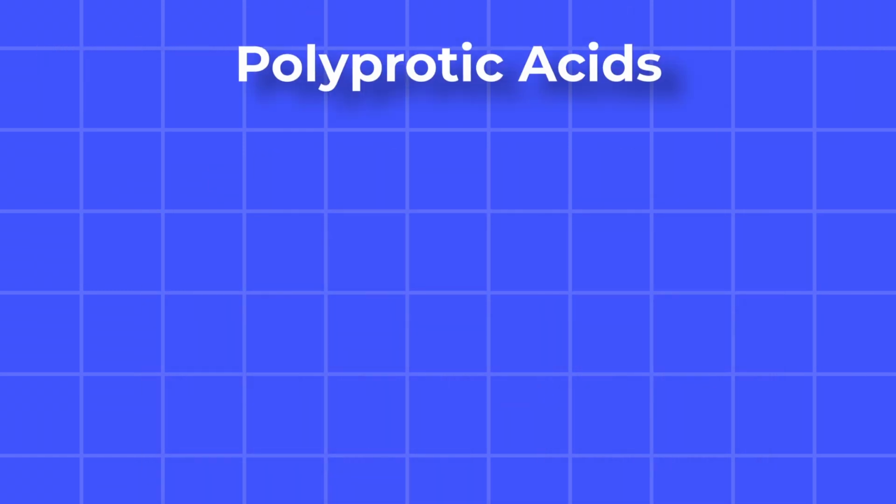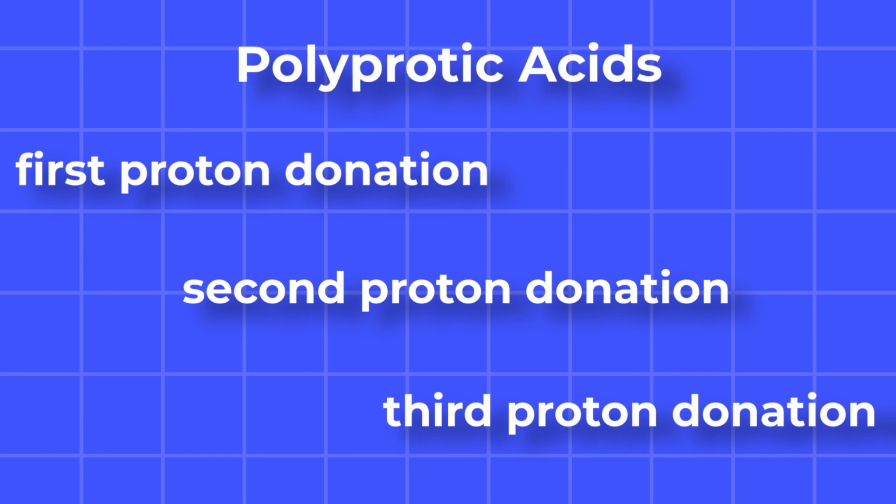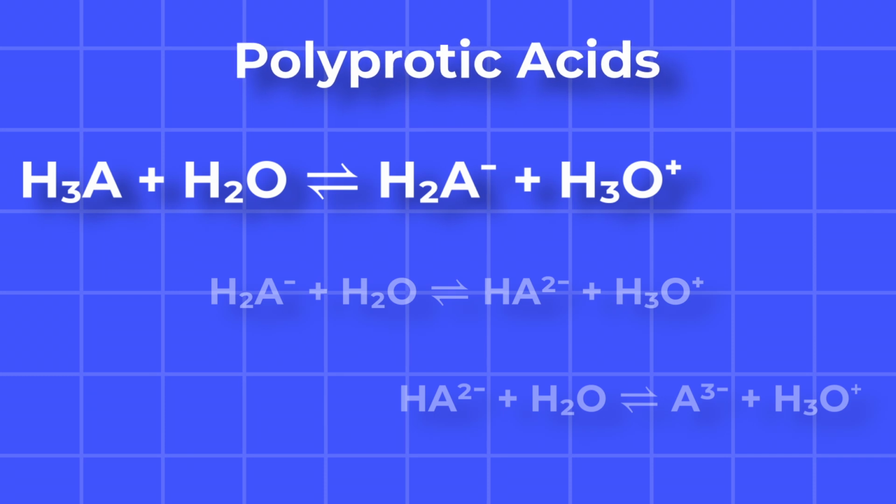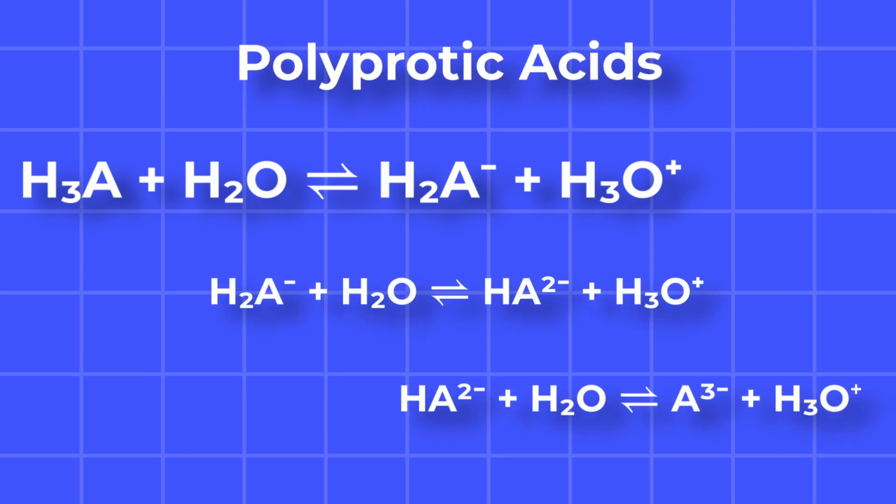For polyprotic acids, the first proton donation is usually much more impactful than the second. In many classroom problems, that first step alone controls the pH. You bring in later steps only if the problem's numbers make them matter.